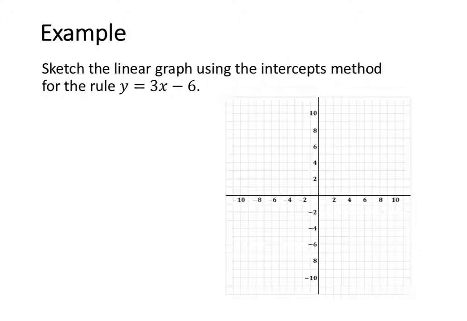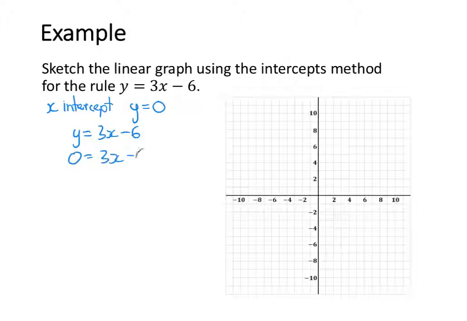In this example, we want to sketch the linear line using the intercept method for the rule y equals 3x minus 6. Now the first step is going to be to determine the x-intercept. Now the x-intercept is going to be our value for x when y is equal to 0. So to determine that value, we write our rule and then substitute y is equal to 0 into that rule. So y equals 3x minus 6. Substituting 0 for y, 0 equals 3x minus 6.